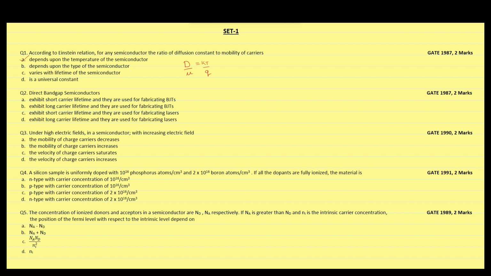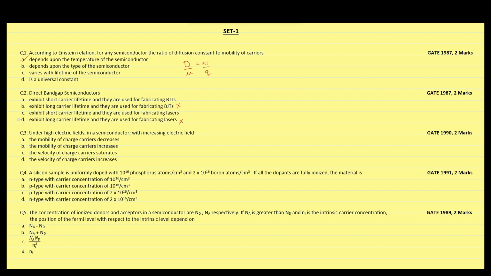Direct bandgap semiconductors exhibit short carrier lifetime. Short carrier lifetime is actually true, since there are no trap centers or recombination centers in direct bandgap semiconductors. They usually have short carrier lifetime as compared to indirect bandgap semiconductors. So this is false and this is also false.